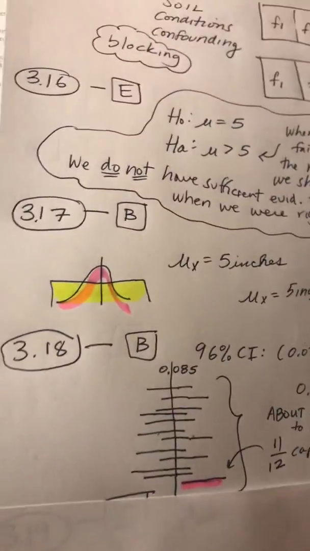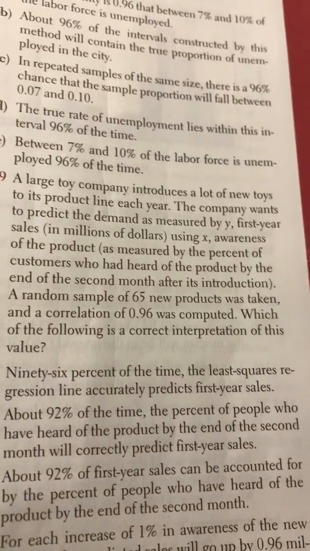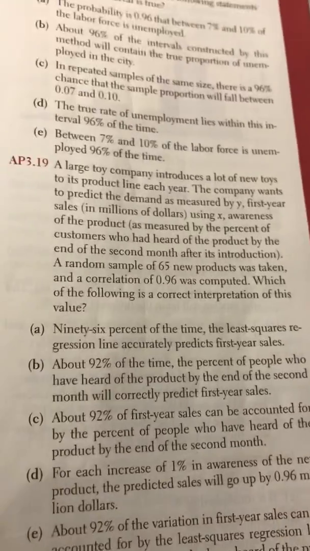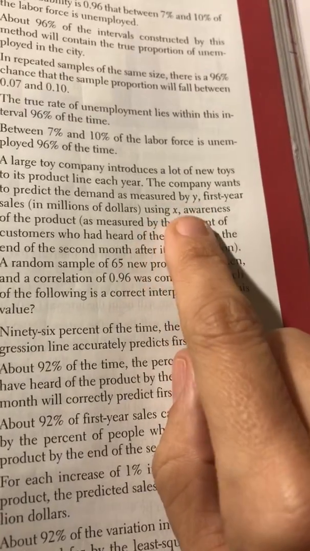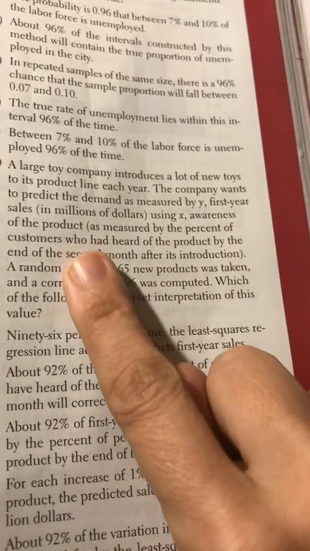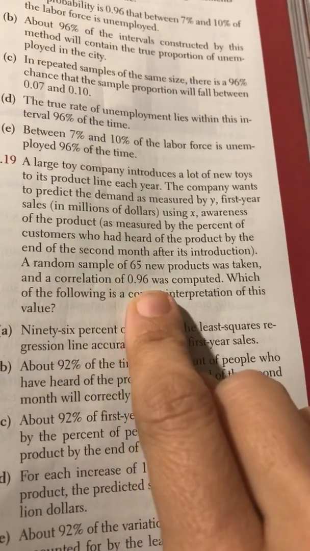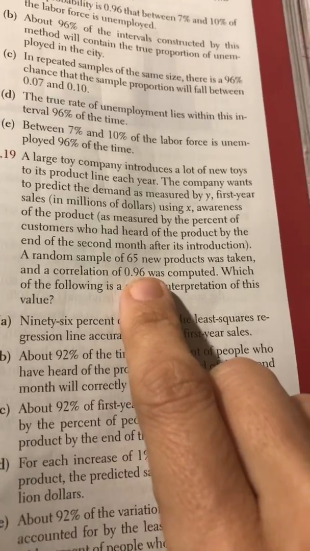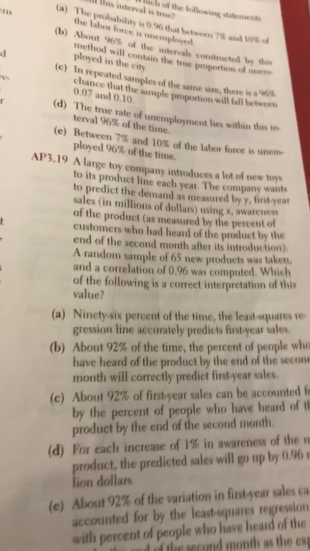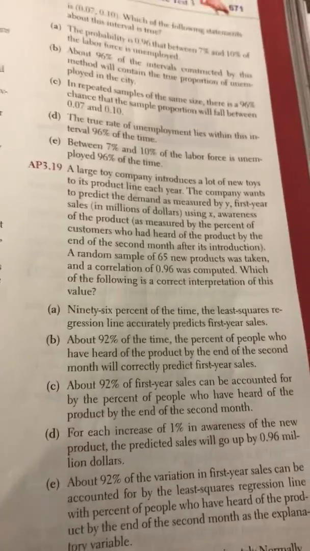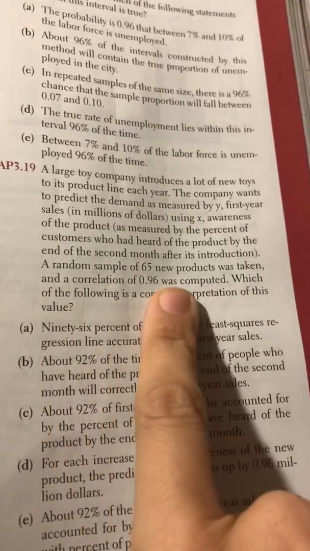All right, question number 19. A large toy company introduces a bunch of new toys for the product line. The company wants to predict demand, and they're going to call that Y. They are going to use X to predict Y, and X is the awareness of the product. They took a random sample of 65 products and got a correlation value of 0.96. That's a really high correlation value. That means their prediction model is almost perfect, which would be 1. Okay, so what would be the correct interpretation of that value?